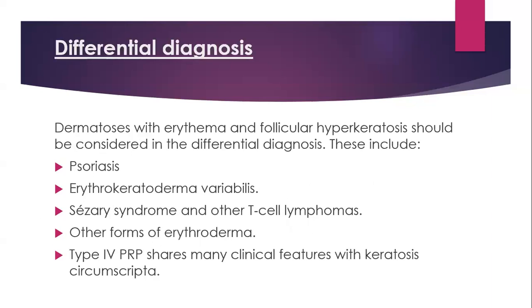Differential diagnosis. All the dermatoses with erythema and follicular hyperkeratosis should be considered in the differential diagnosis. In this differential diagnosis, the first and foremost is psoriasis, then erythrokeratoderma. Then once there is diffuse erythroderma, Sézary syndrome and other T cell lymphomas also come in the differential diagnosis. And type 4 PRP resembles keratosis circumscripta, but the difference between keratosis circumscripta and circumscribed PRP is erythema. So erythema is present in PRP, but in keratosis circumscripta, there are only plaques of follicular keratosis, but no surrounding erythema.